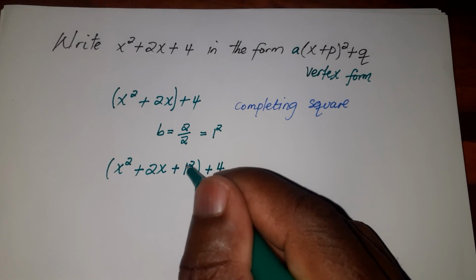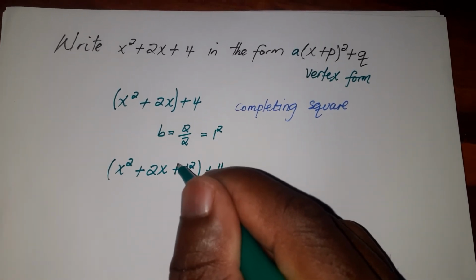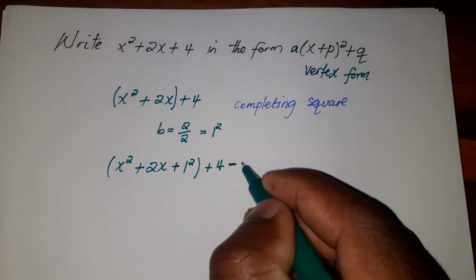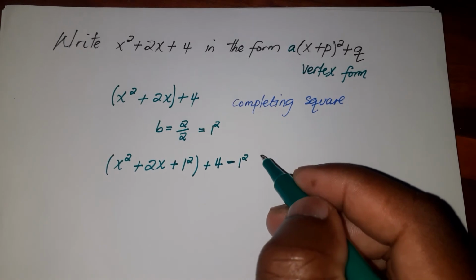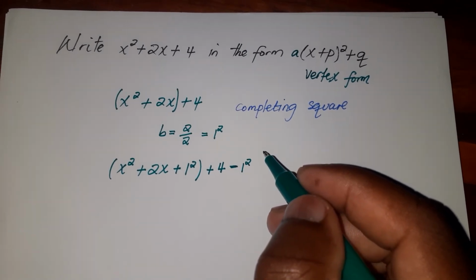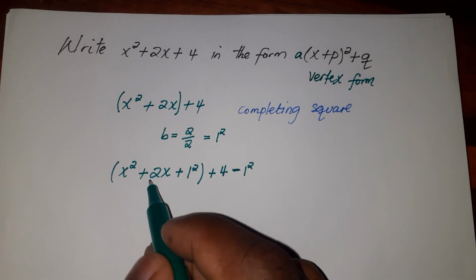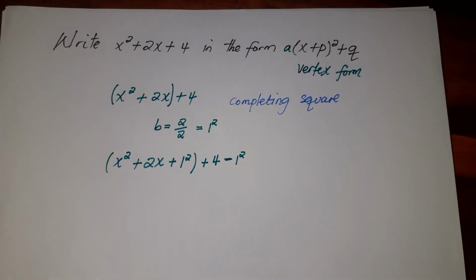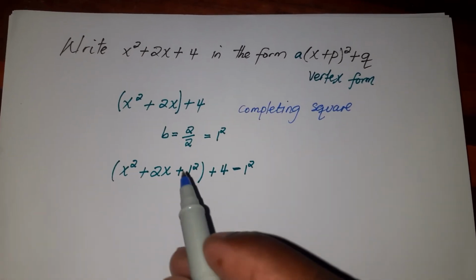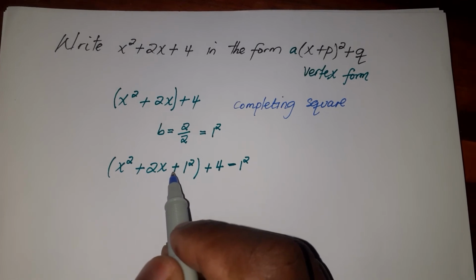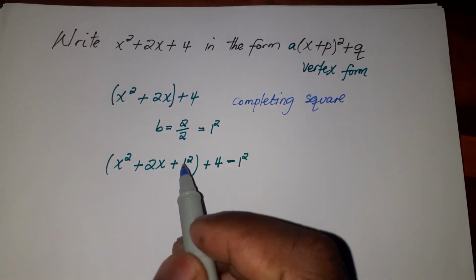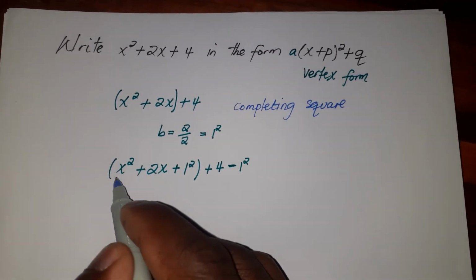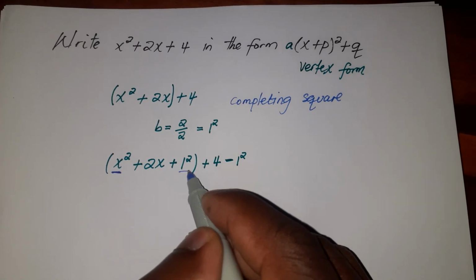Now inside the bracket here we added. Outside the bracket we now need to subtract the same thing that we added, which is 1 to the power 2. Now here we now have a perfect square inside the bracket. What we now have to do is we now have to factorize what we have here. And to factorize that, we don't need to do a lot of things. We should focus on the terms that have the square.